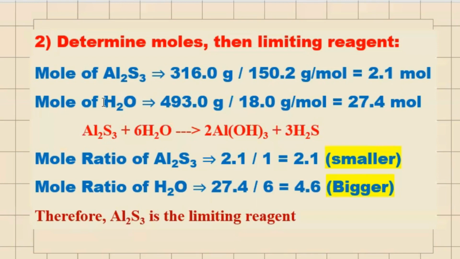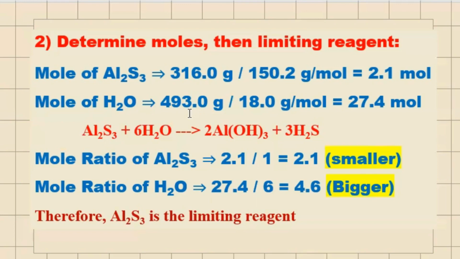Okay, and the moles of water equals 493.0 gram divided by 18 gram per mole, which equals 27.4 mole of water. The 18 gram is obtained from the sum of the masses of hydrogen and oxygen in H2O. 2 times the mass of hydrogen, which is 1, plus the mass of one oxygen atom, 16, gives 18 gram. 493 divided by 18 is 27.4 mole.